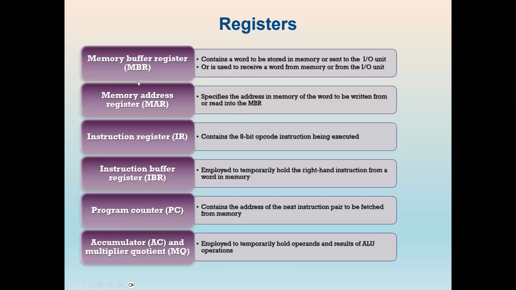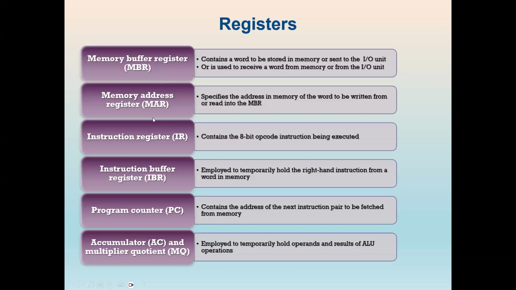For example, the first one is the memory buffer register, which we also call the MBR. It normally contains a word to be stored in memory or sent to the I/O unit, the input-output unit, or is used to receive a word from memory or from the I/O unit. We also have the memory address register, which normally specifies the address in memory of the word to be written from or read into the MBR.